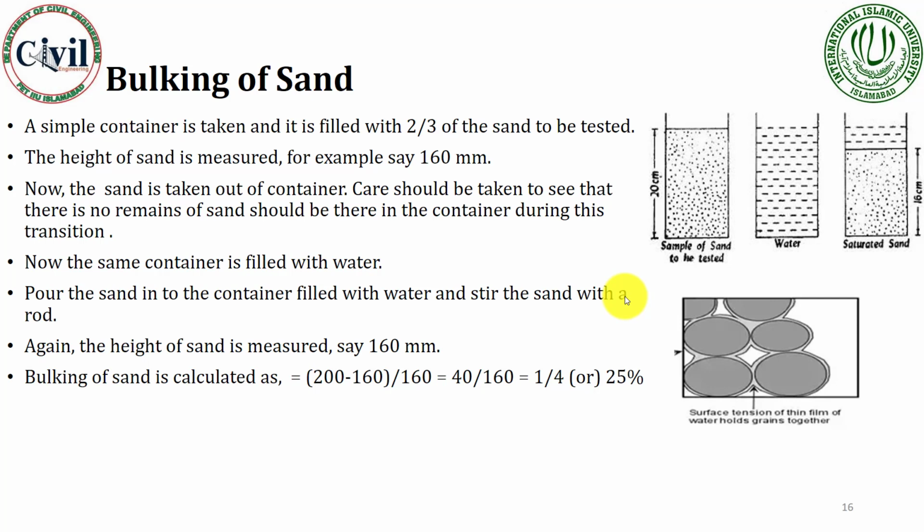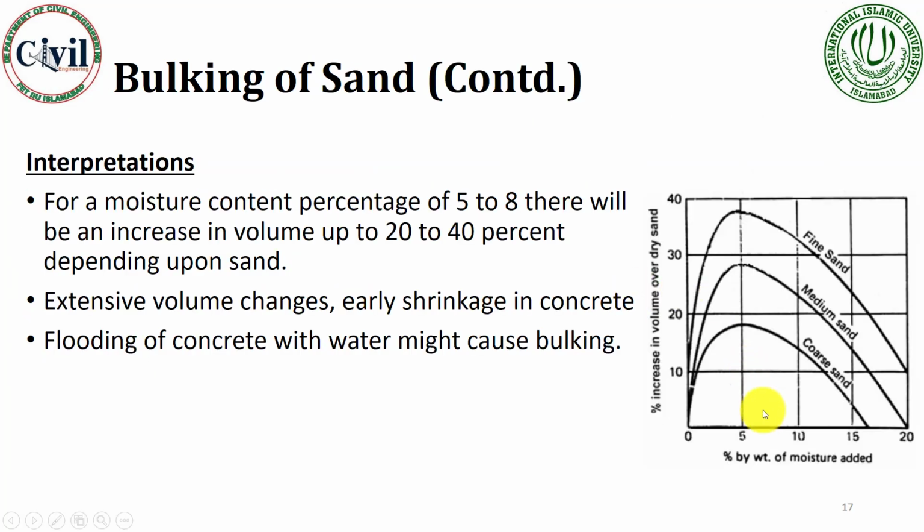After recording the bulking, you can plot it, with percentage moisture on the x-axis and percentage bulking on the y-axis. According to the literature, finer sand experiences more bulking. On the other hand, coarser sands experience the least. Bulking is significant between 5 to 8% moisture content. So its implications are very deep.